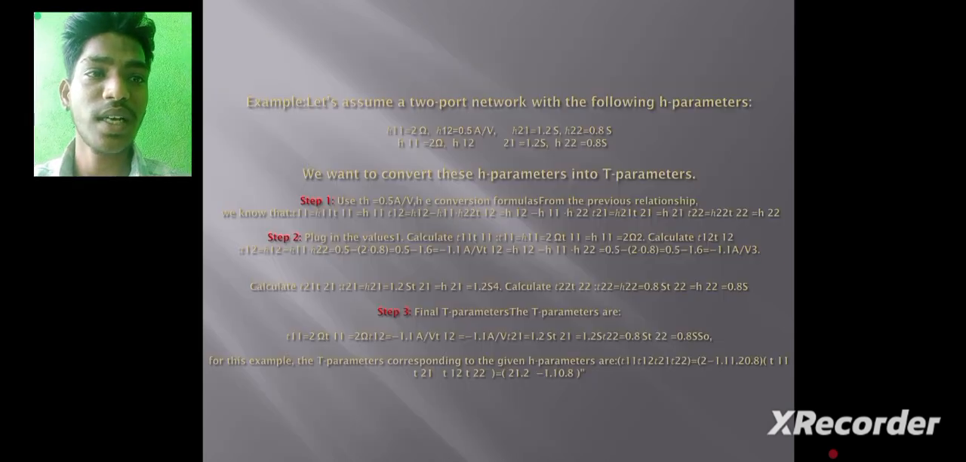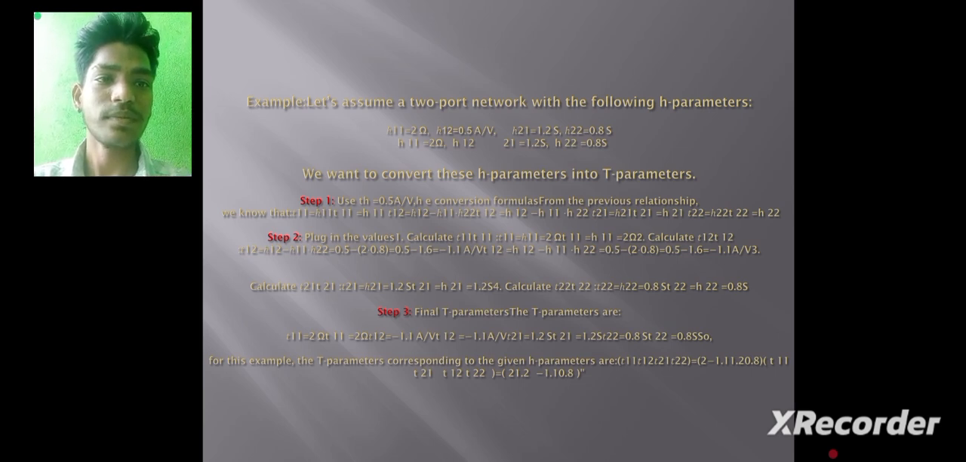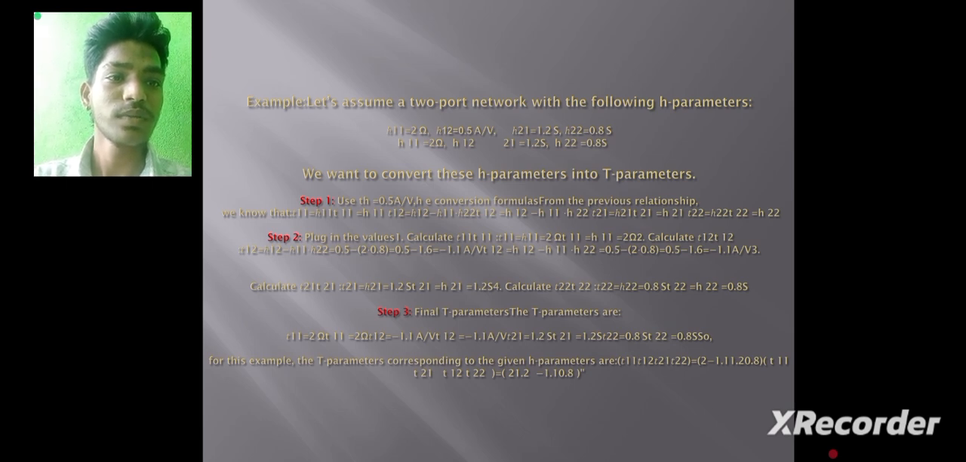Now let us see an example of a two-port network with the following H parameters. Given H11 equals 2 ohms, H12 equals 0.5 ampere per volt, H21 equals 1.2 S, H22 equals 0.8 S. Now we convert these H parameters into T parameters.